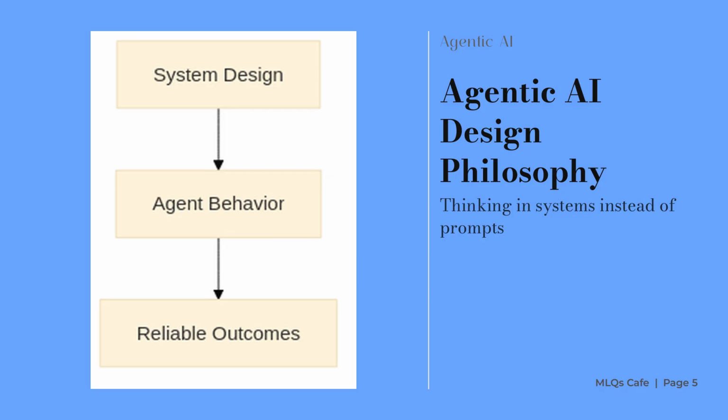Designing agentic AI requires a shift in mindset. Instead of focusing on single prompts, designers think in terms of systems. The focus moves from asking the right question to defining the right goal, constraints, feedback loops, and workflows. Agentic design emphasizes control, observability, and iteration. The goal is not to make the agent clever, but to make it reliable, understandable, and aligned with human intent.